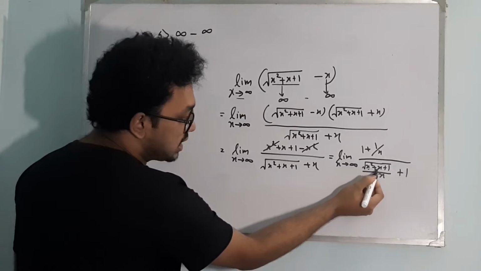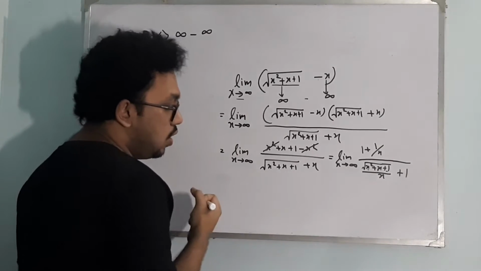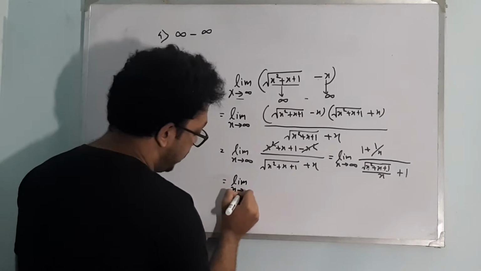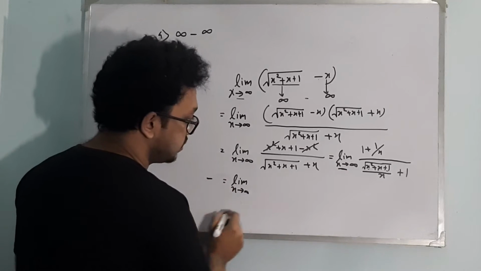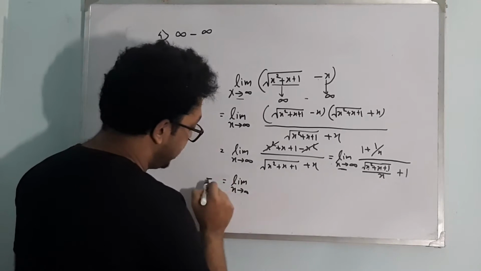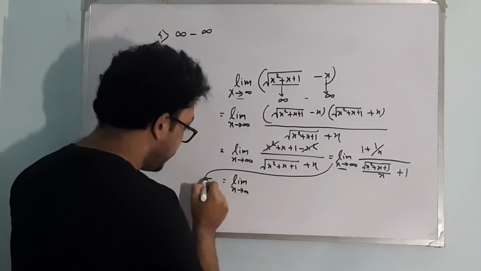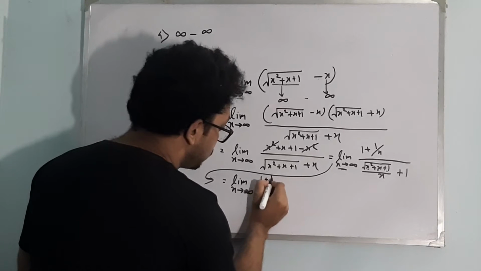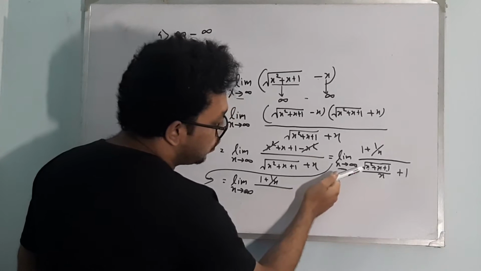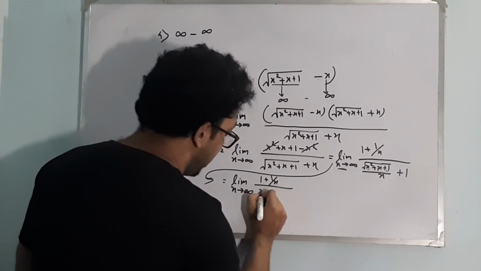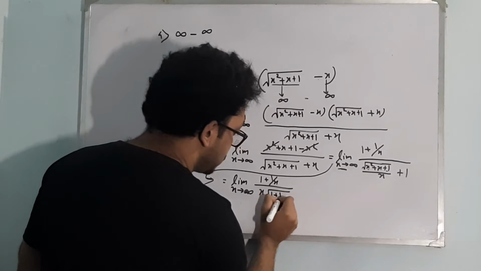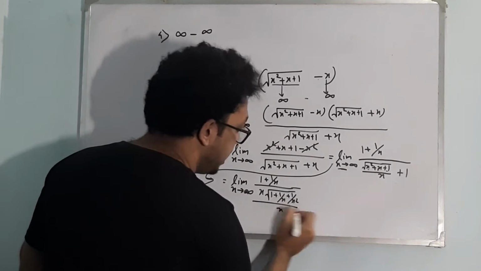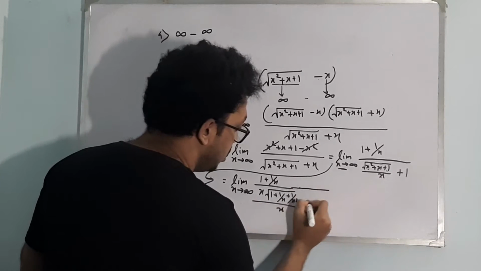Now do one thing. From the square root of x square plus x plus 1, take out x outside the square root sign. So you will have limit as x extends to infinity, 1 plus 1 by x divided by, what I said, I have to take an x outside the square root sign. So I will have x times the square root of 1 plus 1 by x plus 1 by x square, divided by x, this x here, plus 1.